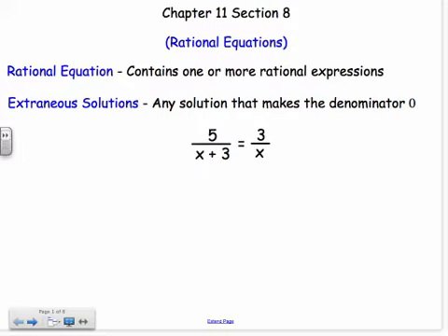I know some of you don't like the challenge, but hey, when you answer these things and you get it right, it's a good feeling. So let's step up to the challenge today. I have an example of a rational equation here: 5 over x plus 3 equals 3 over x.